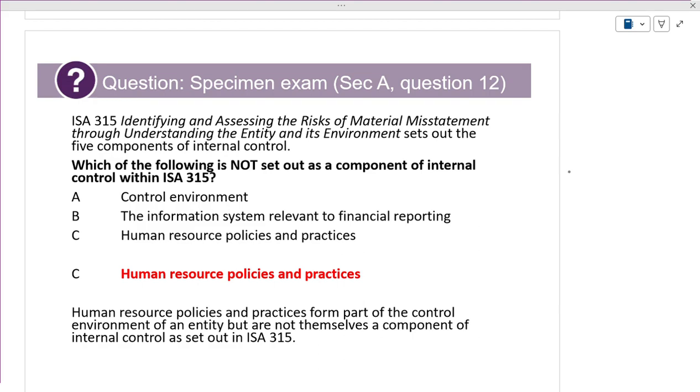ISA 315 identifies that. 315 is identify and assess the risk of material misstatement. We are identifying risks through understanding the entity and its environment. Which of the following is not set out as a component of internal control? The information system is the third component. This is the first component. Is it right? This is the third component.